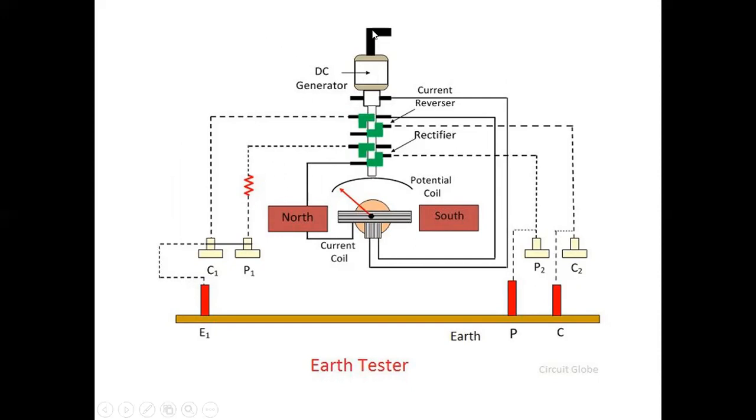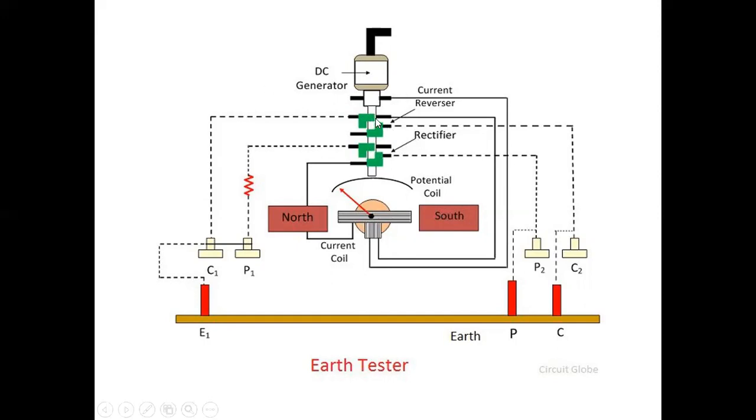This is your DC generator, a hand-driven DC generator. This is your current reverser, which is connected in between the current coil and pressure coil. This is your potential coil. These are the two permanent magnets. These are your brushes, four brushes: 1, 2, 3, 4. These are the rectifiers, which means the commutator. The commutator acts as a rectifier.